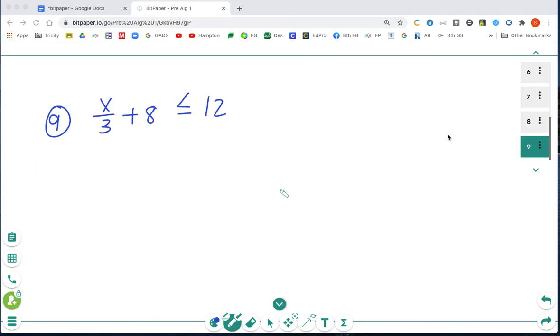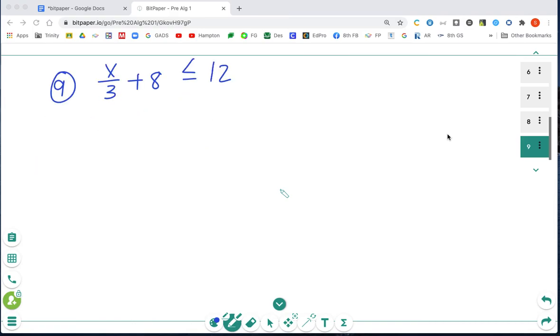Okay, let's look at number 9. Is the variable on the left? Yes, it is. Is it first? Yes, it is. Is it alone? It is not. So I'm going to zero pair the 8. X divided by 3 is less than or equal to 4.